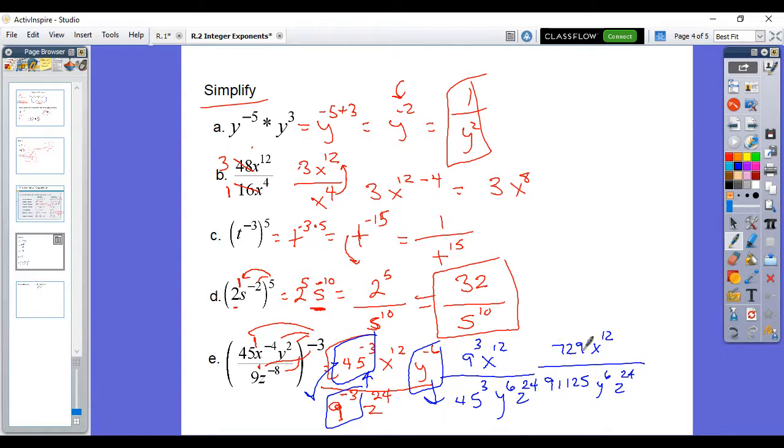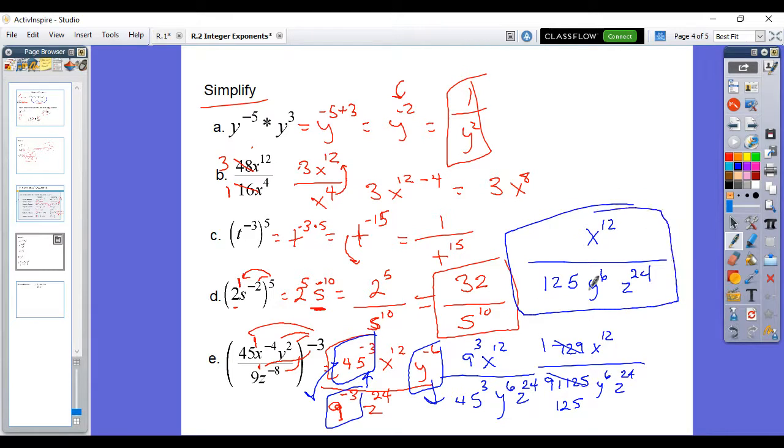And then just reduce it. More than likely, let's see if 729 can divide into it. So 91,125 divided by 729. Oh yeah, it goes into it evenly. So 729 goes into 729 one time. It goes into this 125 times. So our final answer here, on the top, all that's left is just x to the 12th. The bottom, we got 125 y to the 6 z to the 24th. And we are done right there, y'all.